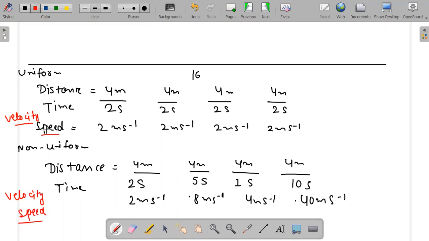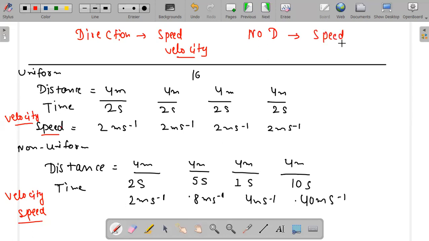If a question provides me direction, then I can find both speed and velocity. Remember this thing. And if the question is not providing me any direction, then I can only find speed. So for velocity, especially, you need to know about direction, from where to where, south to north, or A to B.